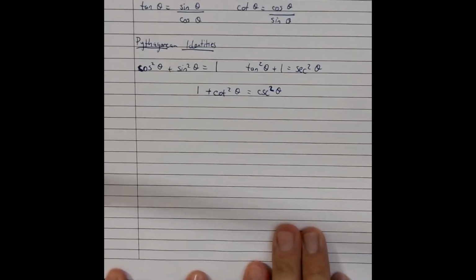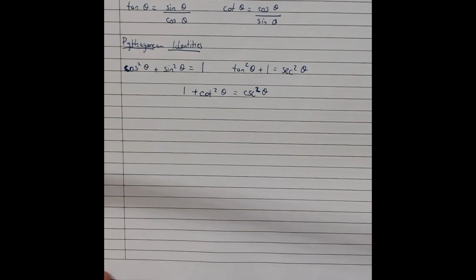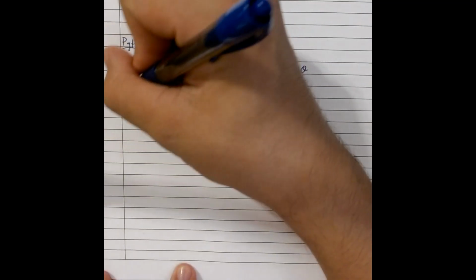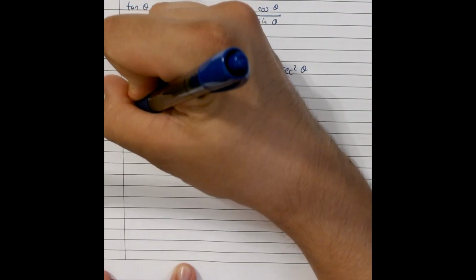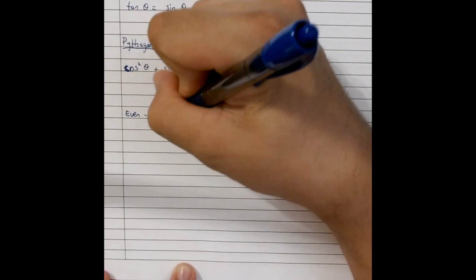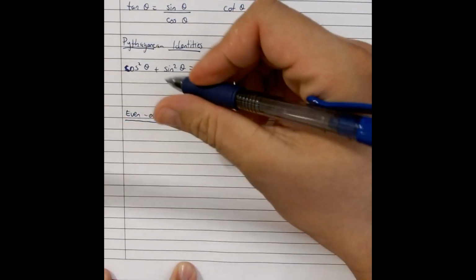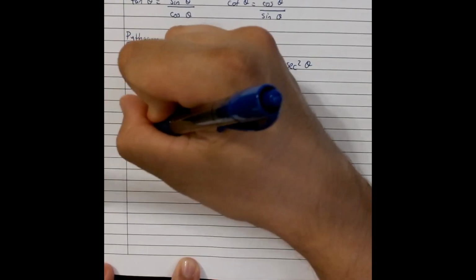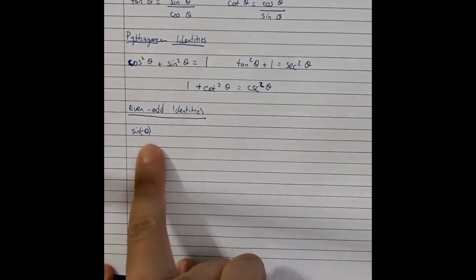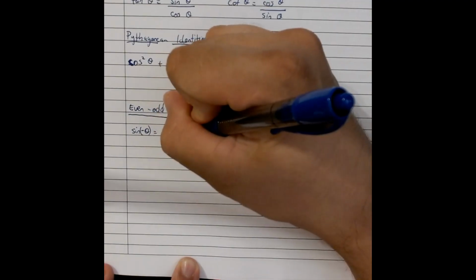And when we looked at the graphs of sine, cosine, tangent, secant, cosecant, and cotangent in chapter 4, we reinforced the identity of these functions being either even or odd. So we have the even-odd identities, which state that the sine of the angle theta, that should be negative theta. The sine of negative theta is equal to the negative of the sine of theta.